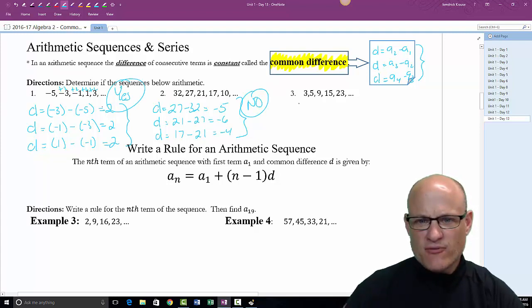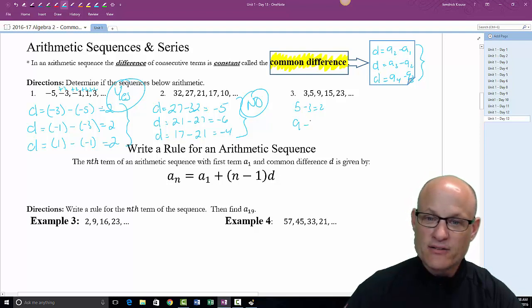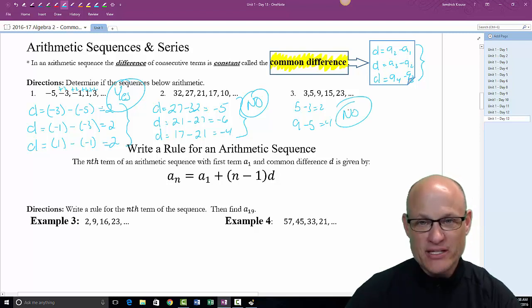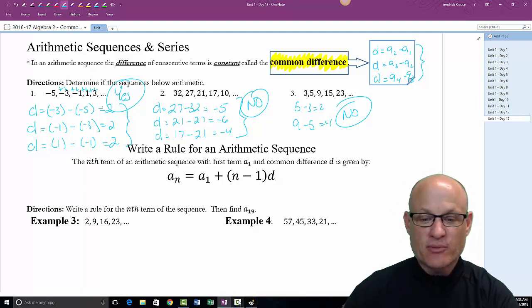Let's see. 5 minus 3 is 2. 9 minus 5 is 4. I can already say no because it has to be the same all the way through. Every time you do it, it has to be the same.